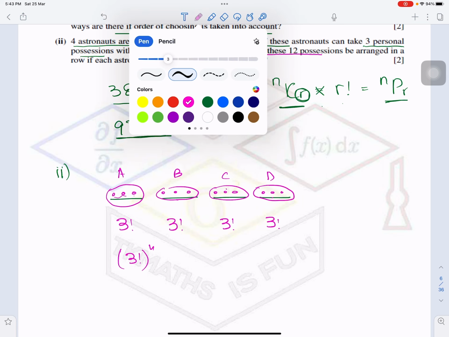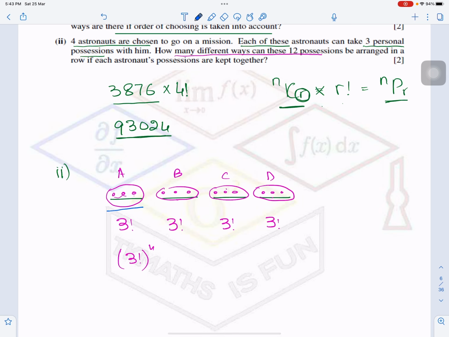Now these groups themselves can move. Right now the belongings of astronaut A are in the beginning, then B, then C, and then D, but they can move anywhere. A can come here, C can go here, and so on, so there are many possibilities. So I multiply by 4 factorial for that. Whenever we consider all the possibilities, we multiply by the factorial. Let me use the calculator. The answer is 31,104. I hope you understood this question.